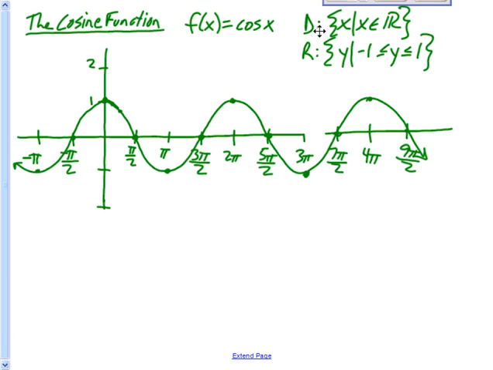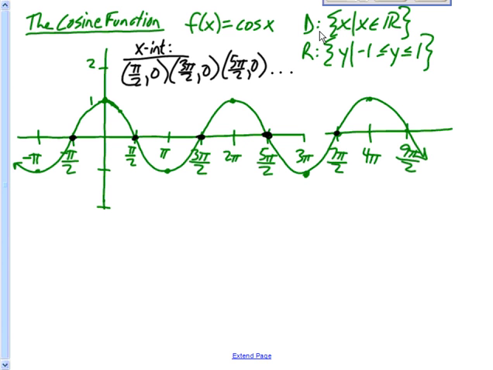Okay, domain, range. You notice your x-intercepts this time. You see them, I put them in black here. Negative pi halves, 0, pi halves, 0, 3 pi halves, 0. So we have a bunch of x-intercepts: pi halves, 0, then 3 pi halves, 0, 5 pi halves, 0, and so on. Of course, you have that negative pi halves too, but they differ by a pi amount. Your y-intercept now is 0, comma 1 for the cosine function.